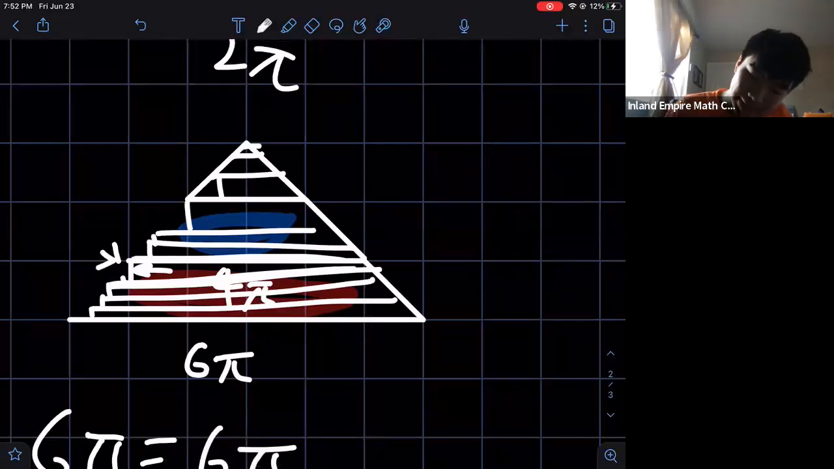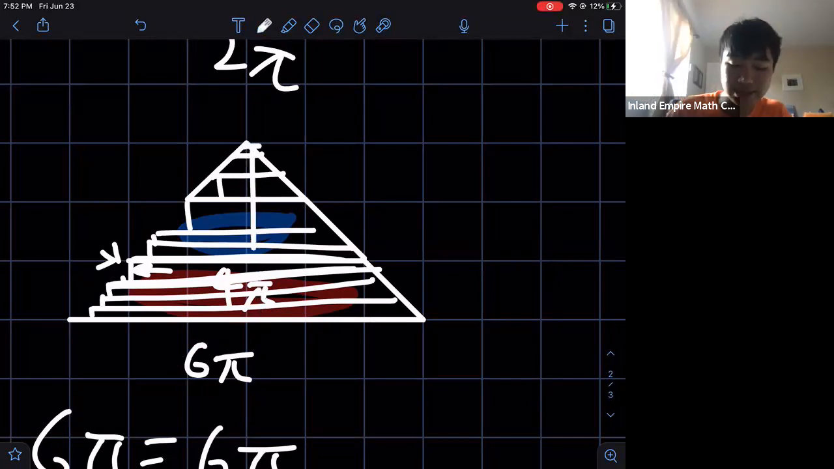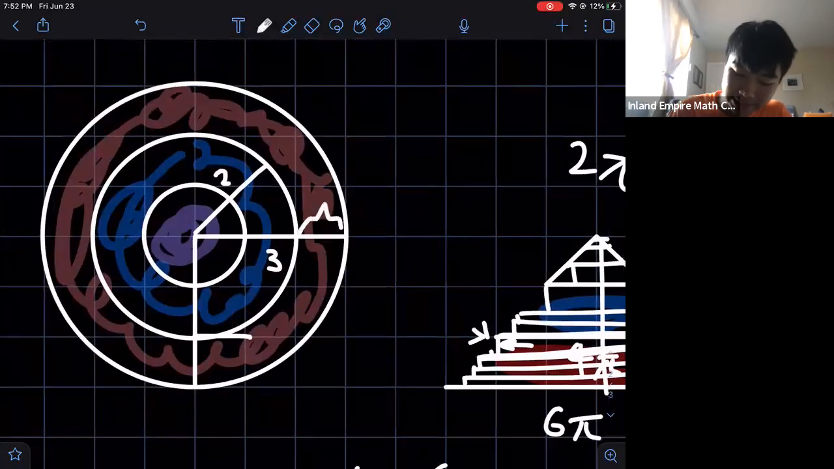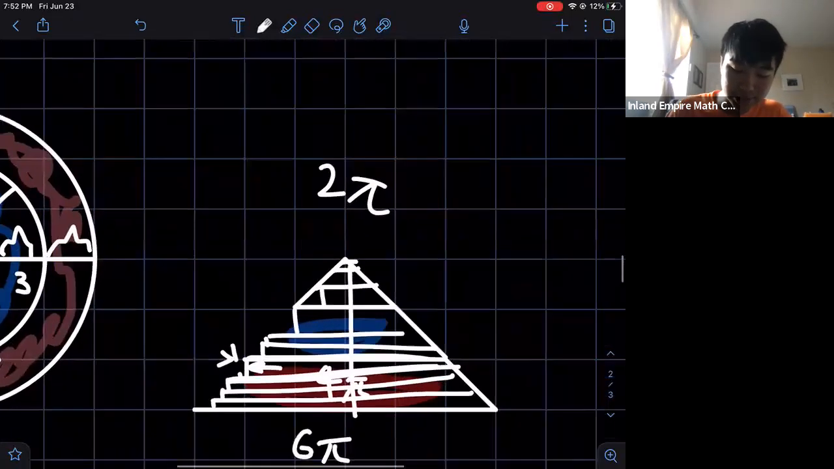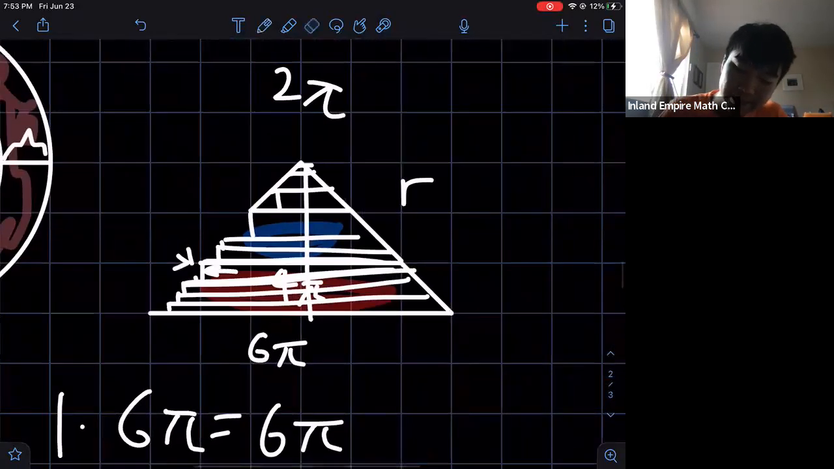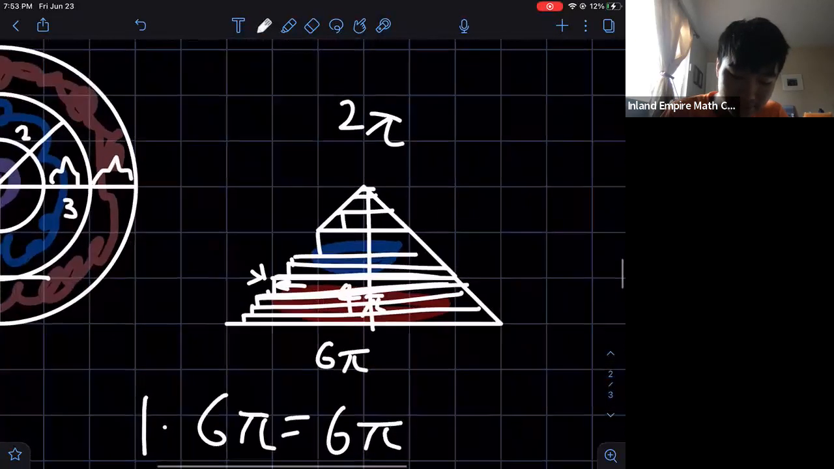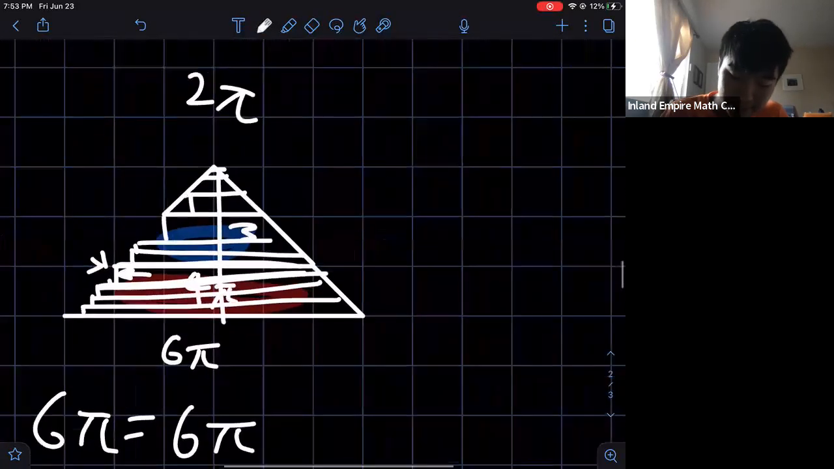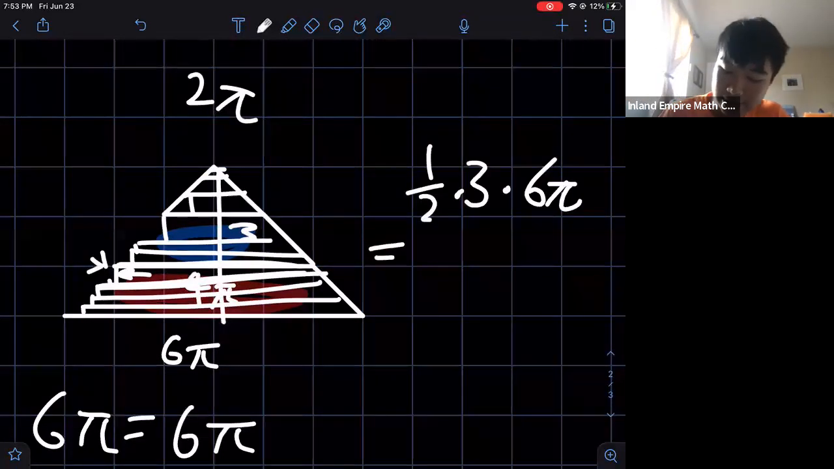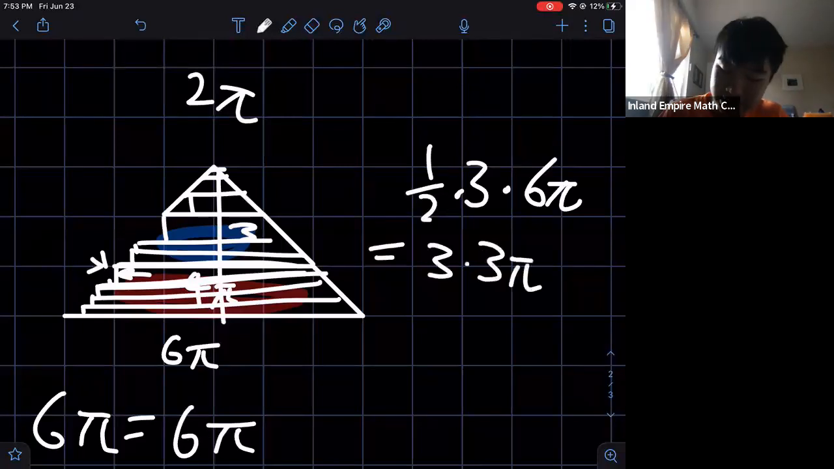Well, the base of the triangle is already going to be 6 pi, but the height of the triangle is actually just going to be the sum of all of these tiny lengths of these loops, which is going to be the radius. So in this case, the radius is 3, meaning that the area of this triangle is going to be 1/2 times 3 times 6 pi, which is 3 times 3 pi, which is 9 pi.